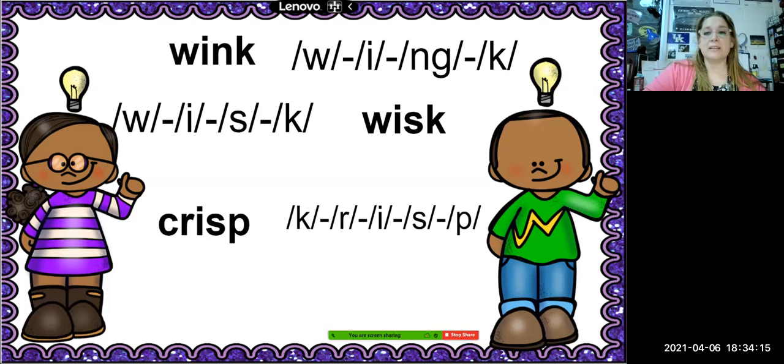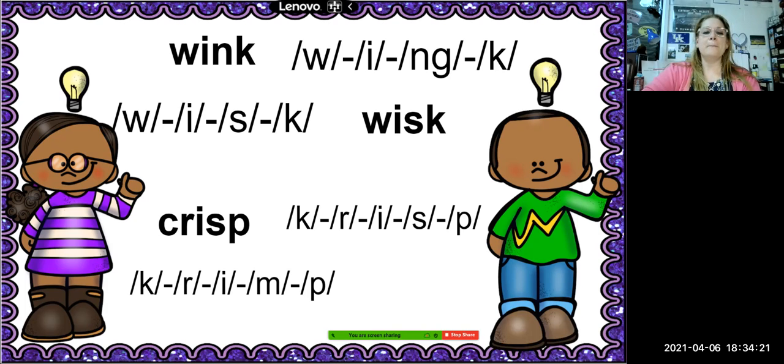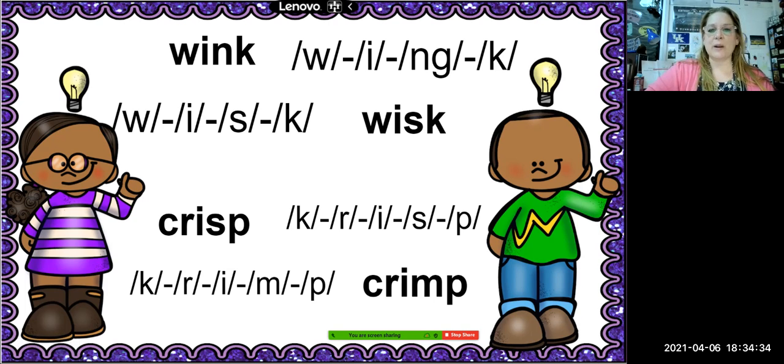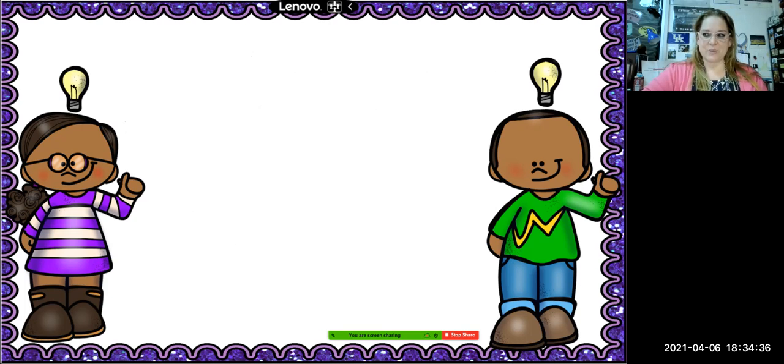The sp is the blend. We're going to substitute the first sound s with m. What is that new word going to be? It's going to be crimp. Very good. The next word is runt.